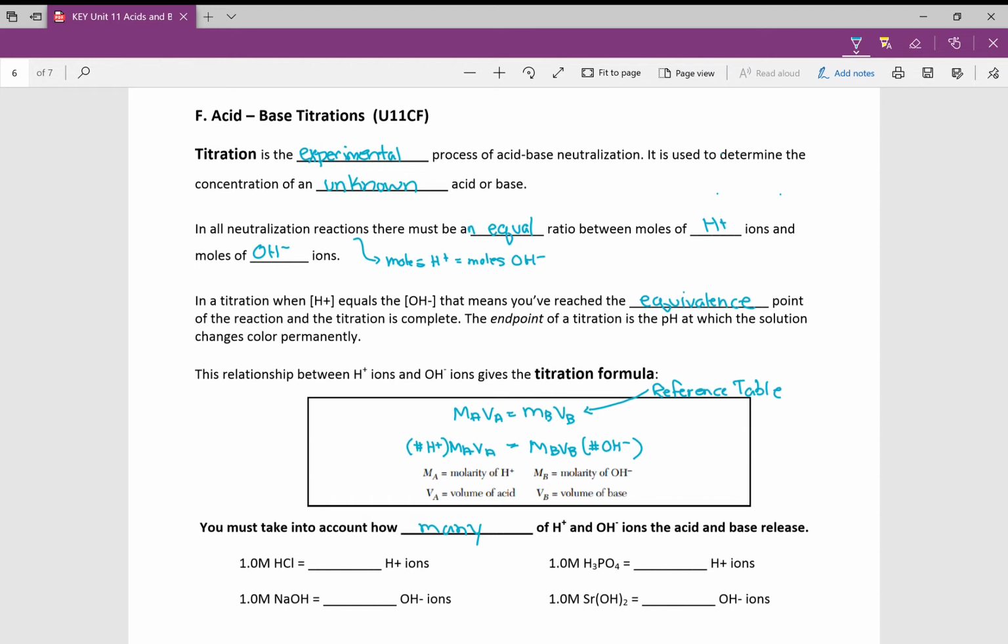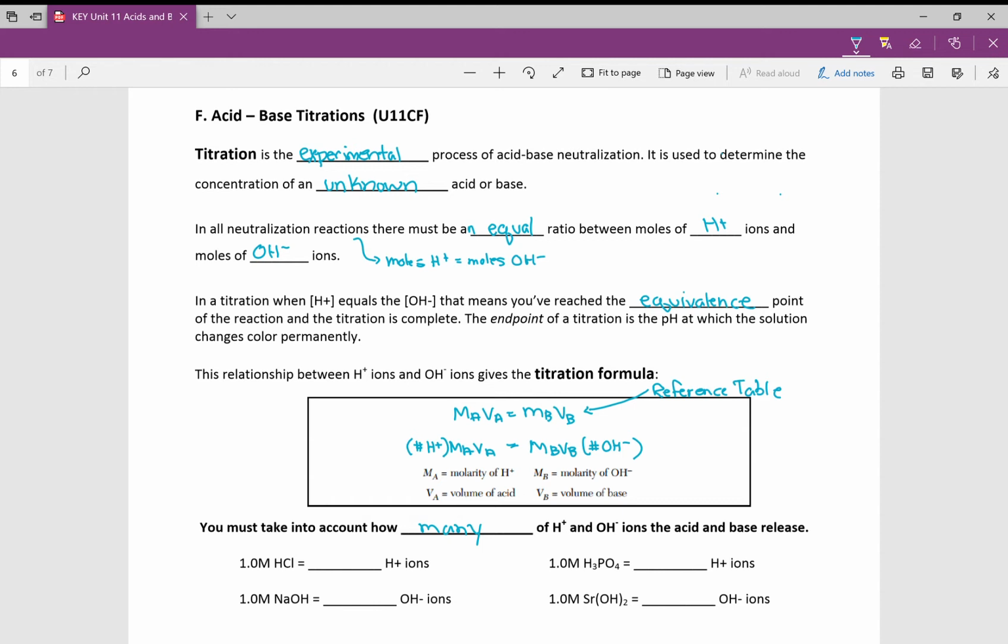You'll also sometimes hear, and you'll see in the Gizmo, the endpoint. When we do a titration procedure in the lab, we usually use an indicator to show when we've made it to what's called the endpoint, which is hopefully very close to our equivalence point. So in our lab, we usually use phenolphthalein. You'll see a couple in the Gizmo.